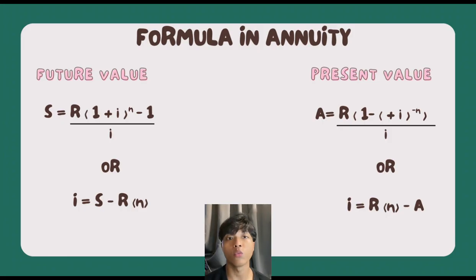For the future value, we have S equals R times the bracket 1 plus i close the bracket to the power n minus 1, divided by i. Or we can use I equals R times n minus S. For the present value, we have A equals R times the bracket 1 minus 1 plus i close the bracket to the power negative n, divided by i. Or we can use I equals R times n minus A.